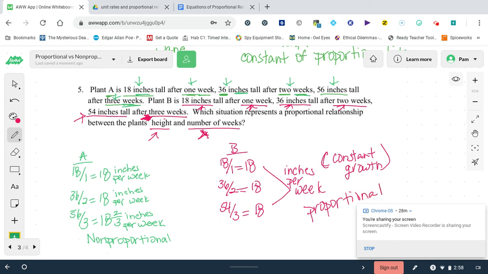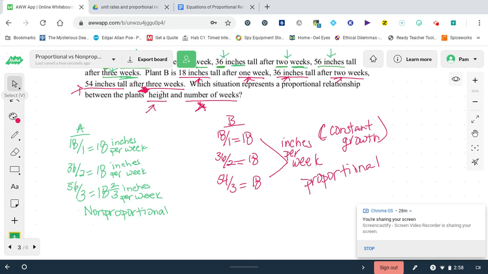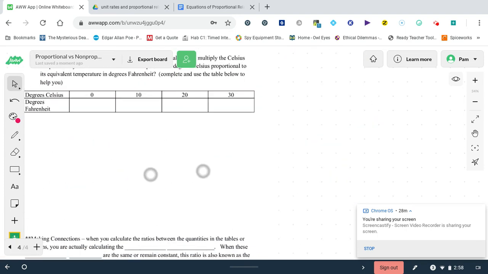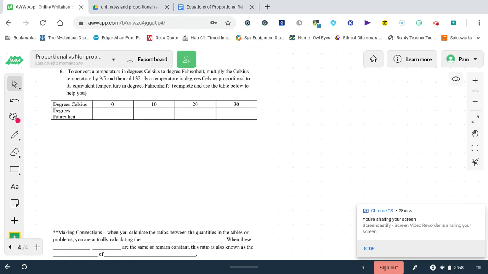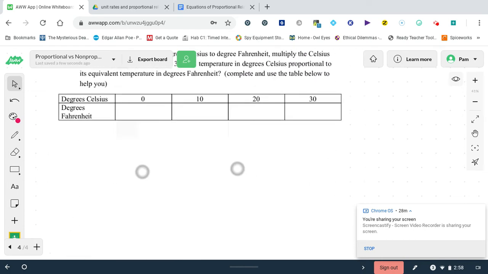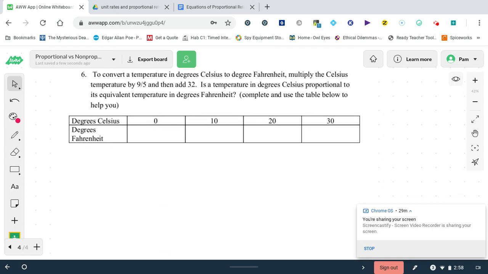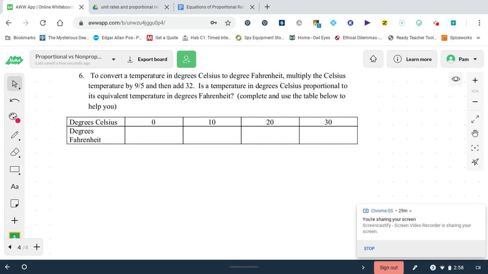All right. Let's go to the next example. Last one, I believe. This is degrees Celsius and degrees Fahrenheit. But I hope you get the gist of what I'm talking about: how to tell if it's proportional or not. You just divide and see if the numbers that you get are the same. If you do, proportional. If you don't, non-proportional. All right, let's take a look at this.